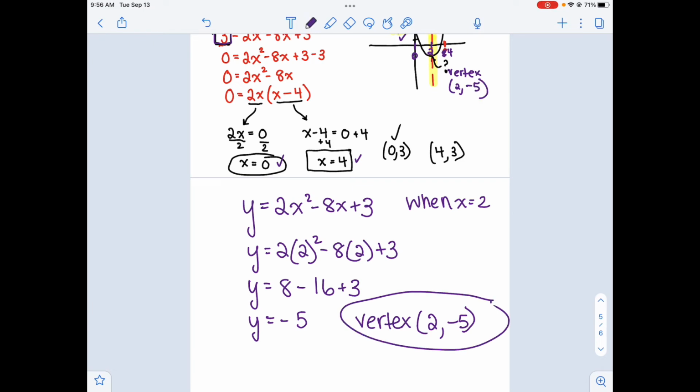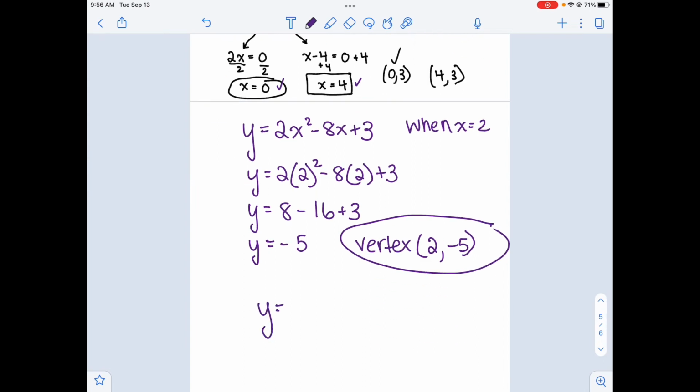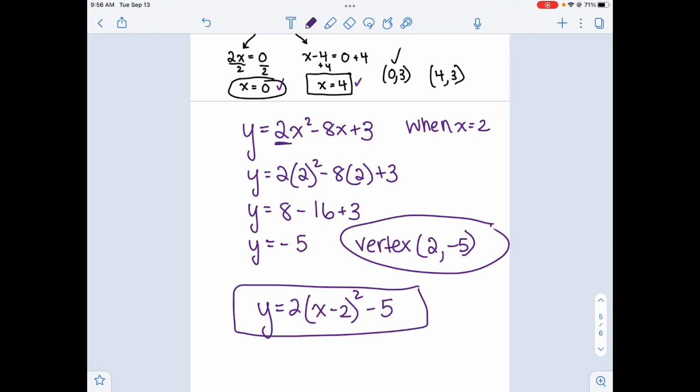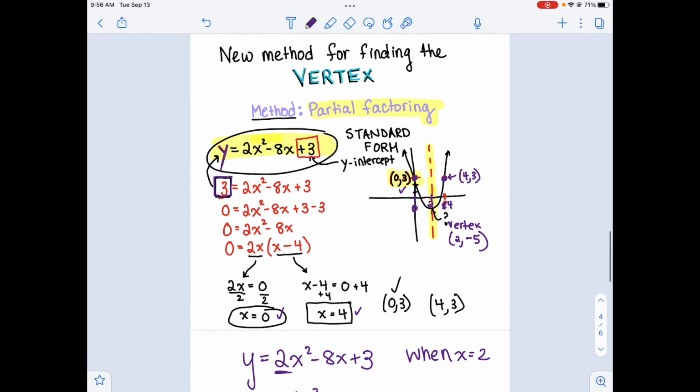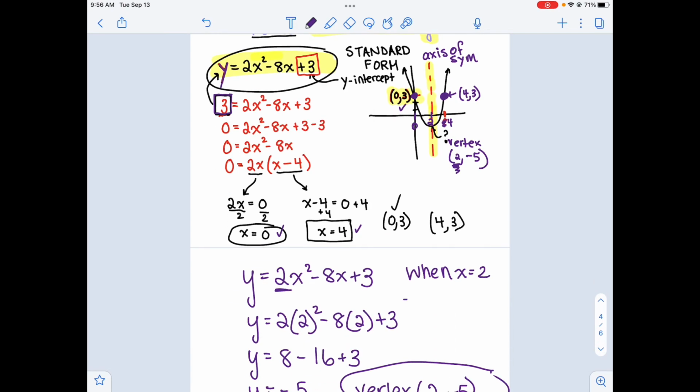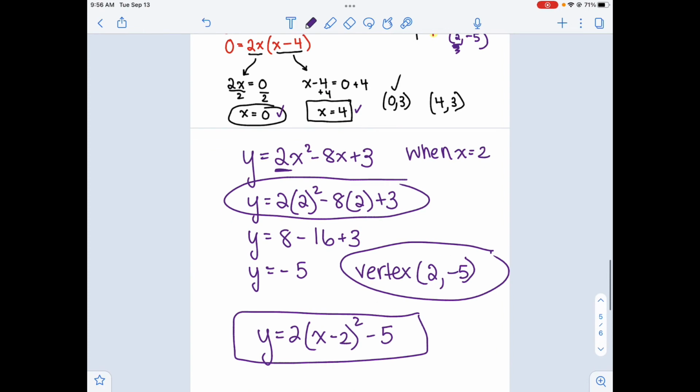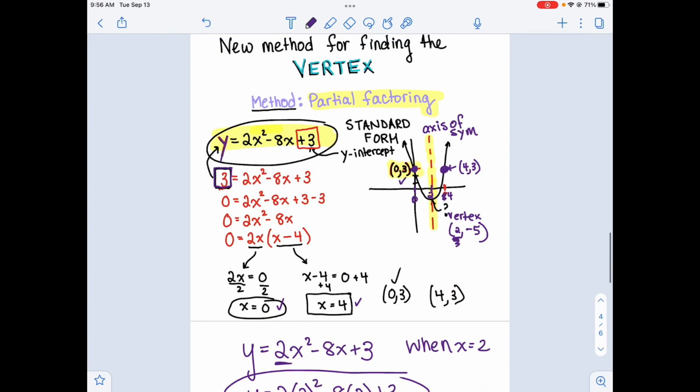So we didn't put it in vertex form, although we could now, because we know our a value is 2. We know our x value of our vertex is 2, and our y value is -5. So we could put it in vertex form. So this method is called partial factoring, and it just involves using the y-intercept to find another symmetrical point, then using our axis of symmetry to find the x value of the vertex, and then subbing the x value of the vertex back into the original equation to find the y value of the vertex. Just a different strategy than completing the square. So you can do whichever one works for you.